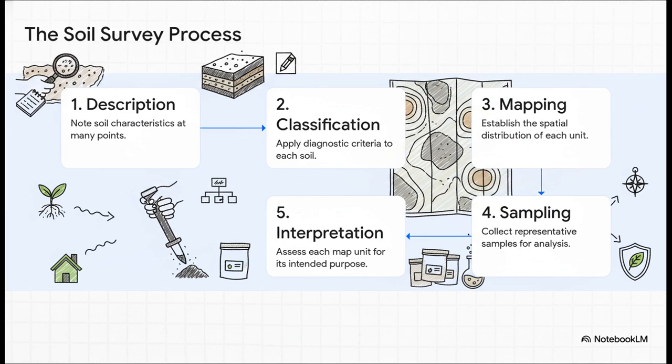So, how do they even make these things? Well, it's a really cool systematic process. It all starts with describing the soil at a whole bunch of different points, then classifying what they find. After that, they actually draw the map boundaries, and then they collect samples to analyze back in the lab. And finally, and this is probably the most important step, comes the interpretation. What does all this data mean for farming, or for building, or for conservation?